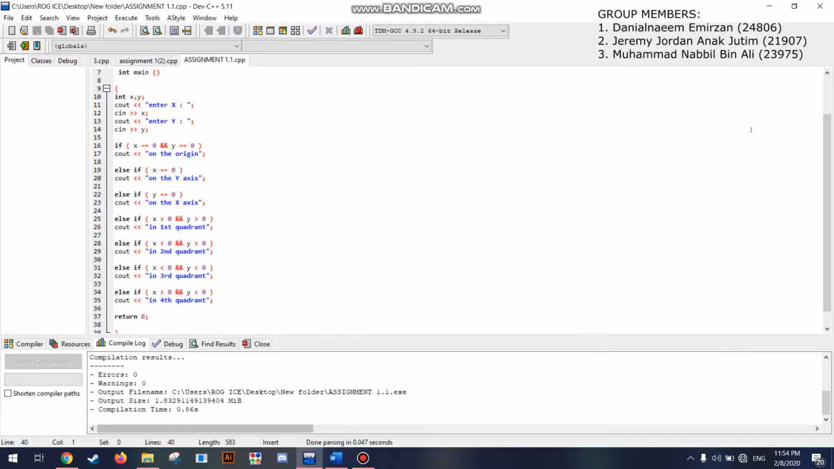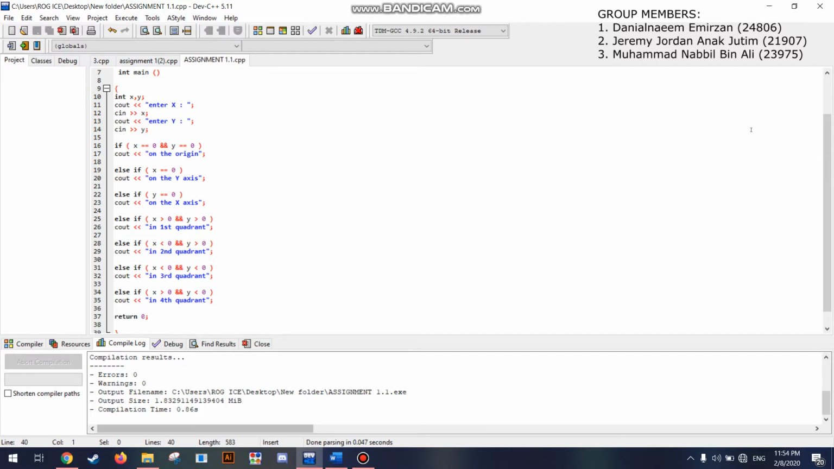The first question is that we need to write a program which prompts the user to input the x and y coordinate of a point in a Cartesian plane. The program should then output a message indicating whether the point is the origin, is located on the x or y axis, or appears in a particular quadrant.